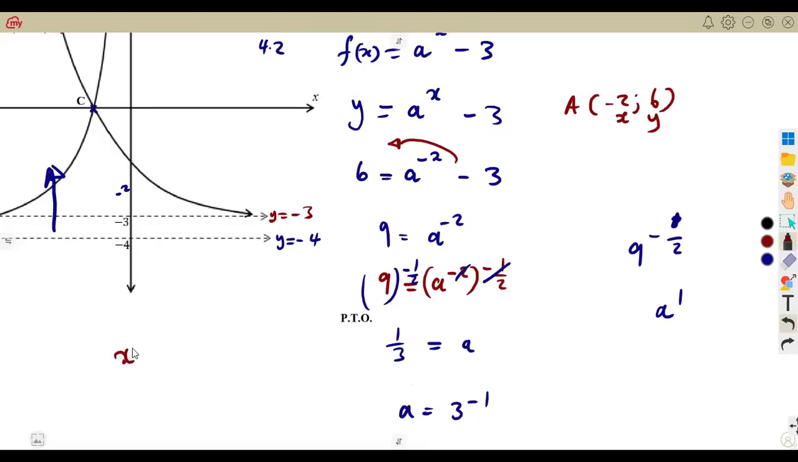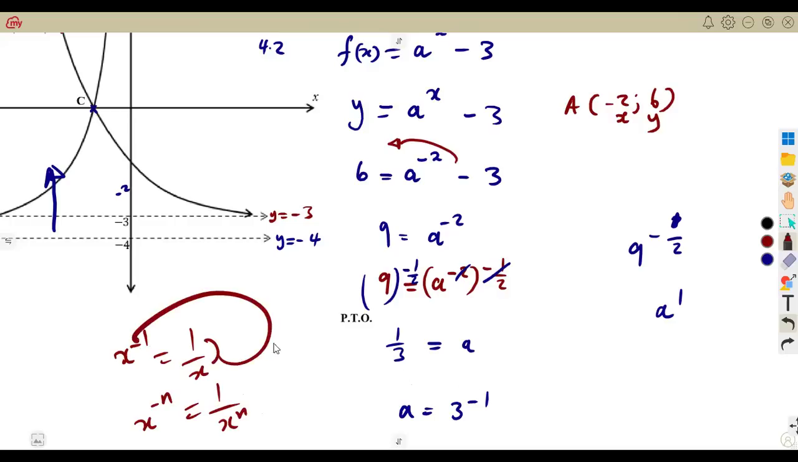Remember your laws of exponents. X to the exponent of minus 1 is 1 over x. X to the exponent of minus n is 1 over x to the exponent of n. So here we've got 1 over 3, the reverse, 3 to the exponent of what? A negative 1. So this is the a that we're being asked to show.